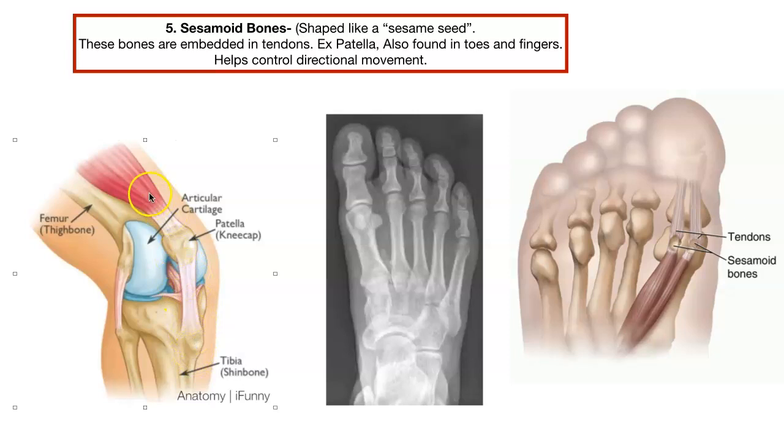And when the muscle, this is going to be a quadriceps muscle, your big thigh muscle up here, when it contracts, this patella, the sesamoid bone, is going to be moving up and down, up and down. And these sesamoid bones are helping to guide the directional movement to keep it going in its proper direction. So the patella is the big guy, and you also have them in your feet, in your hands. So here you can see a little sesamoid bones. Here you can see it on x-ray. These are the sesamoid bones on x-ray, and they are embedded in tendons in here. So enough about that.